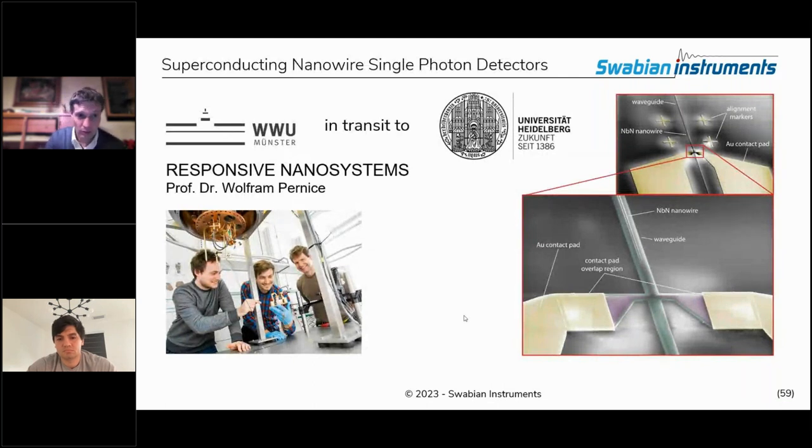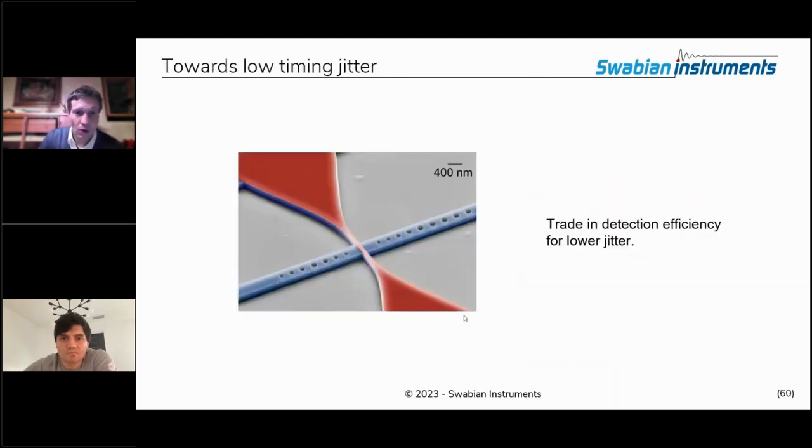And the team that we're working together with is the team of Wolfram Pernice. He was at Uni Münster and is now, since a year, I think, at the University of Heidelberg, just next to Stuttgart. And he's making these very low jitter superconducting single photon detectors based on a silicon nitride waveguide, I think, and a niobium nitride nanowire that he deposits on that one. Because he uses this waveguide, he can bring the kinetic inductance of the superconducting wire down, and that really dramatically improves the jitter.